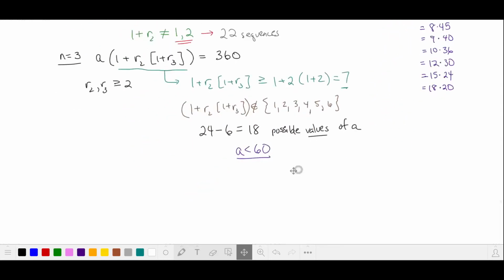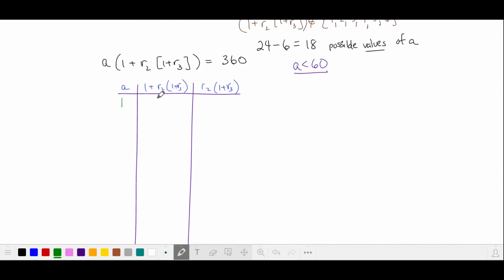Let's do this in a table. Let's start with A equals 1. That means our second factor is 360. Subtracting 1, we get 359 as the product of 2 numbers, both of which are greater than or equal to 2. Since 359 is prime, we don't have any sequences here. Let's try A equals 2. Our second factor is 180. Subtracting 1, we get 179, which is also prime. So we can't pull out an R2 that's greater than or equal to 2.